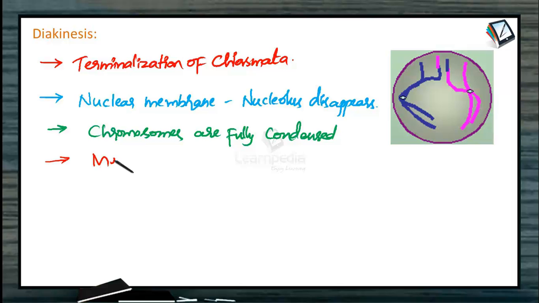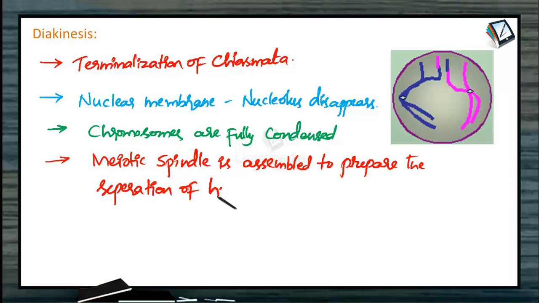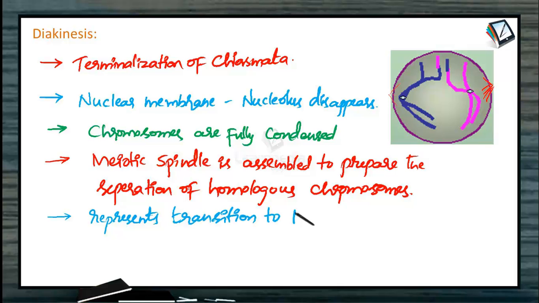The meiotic spindle is assembled to prepare for the separation of homologous chromosomes. Preparation starts in diakinesis but is completed in metaphase. So this stage represents the transition to metaphase 1. That is the change that occurs in diakinesis. So prophase 1 is completed.